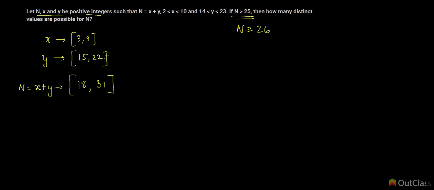So even though this gives me sums between 18 and 31, they are not all allowed. You have to then restrict it to 26 to 31 based on this condition. 18 to 25 rejected. How many values are there? It's 31 minus 26 plus 1. So that's going to be 6.